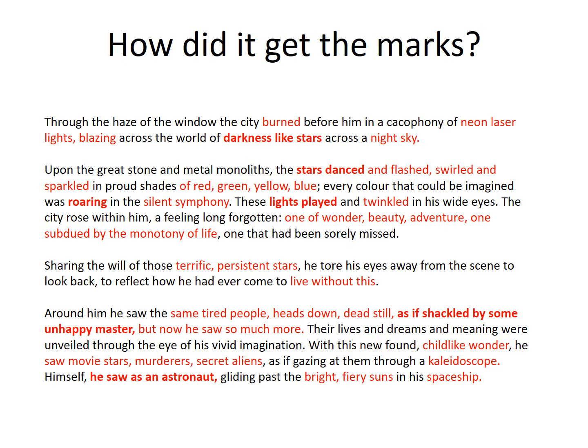So instantly I've got this semantic field, this collection of words in description of light, whether that's the city that burned, whether it's the neon laser lights, the blazing. And there is also a simile that mirrors the difference between the light and the dark. So the darkness is illuminated like stars across a night sky. So we're setting up the difference between light and dark.